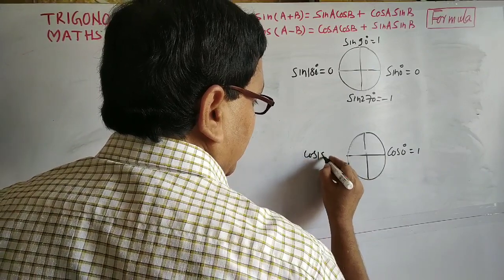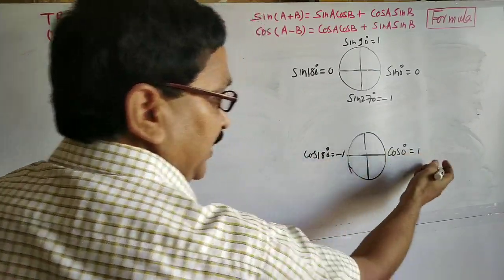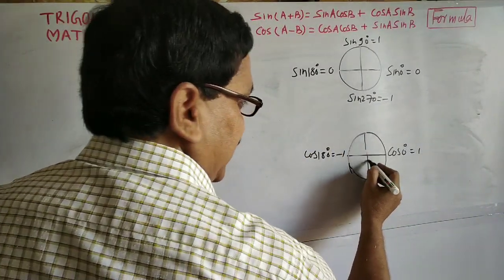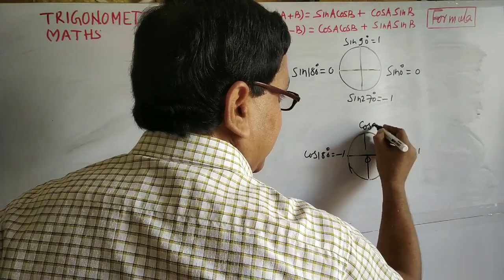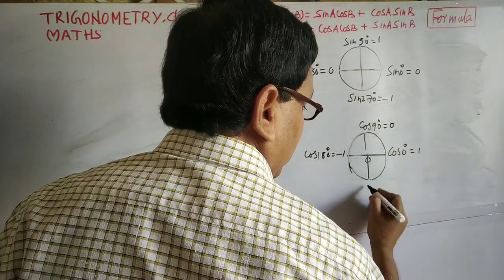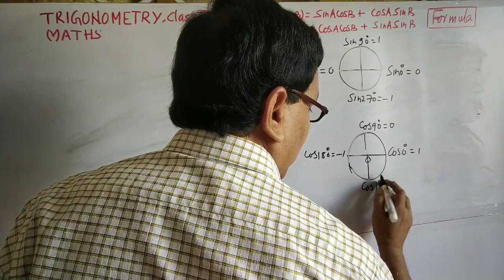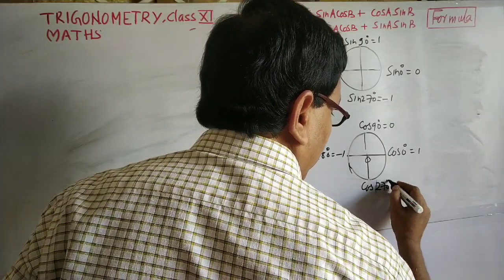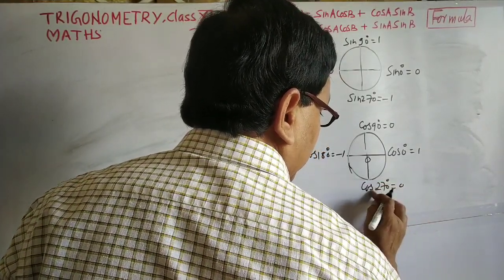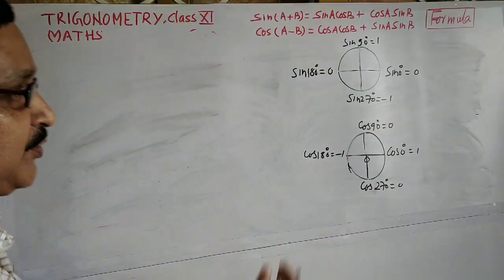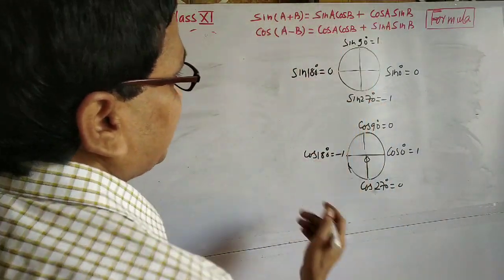180, minus 1. The reverse of 1 is minus 1. And cos 90 is 0, cos 270 is 0. The reverse of 0 is 0. This will be very helpful if you know the formula.